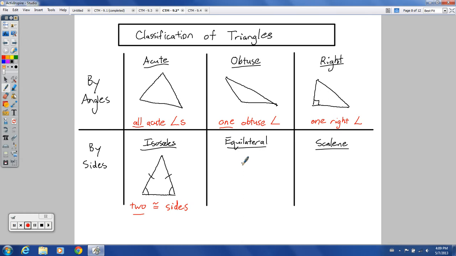Equilateral has exactly 3, all 3. So equilateral, trying to draw all the sides, all the angles, so that they are the same. This angle, this angle, this angle are all the same. And this one has 3 congruent sides. And then scalene finally doesn't have any congruent sides, so they're all different. Here's one where they're all different lengths. So here we have no congruent sides.